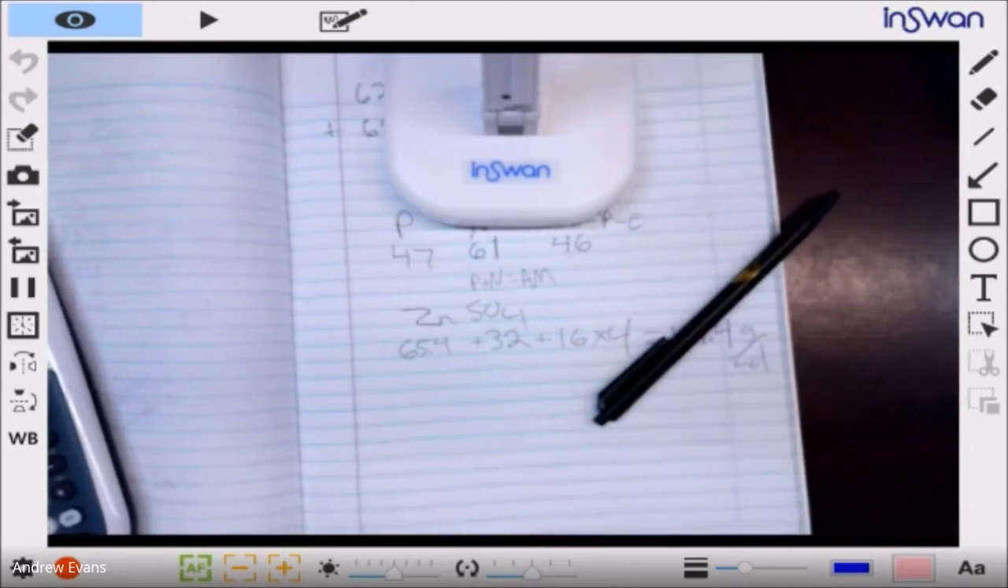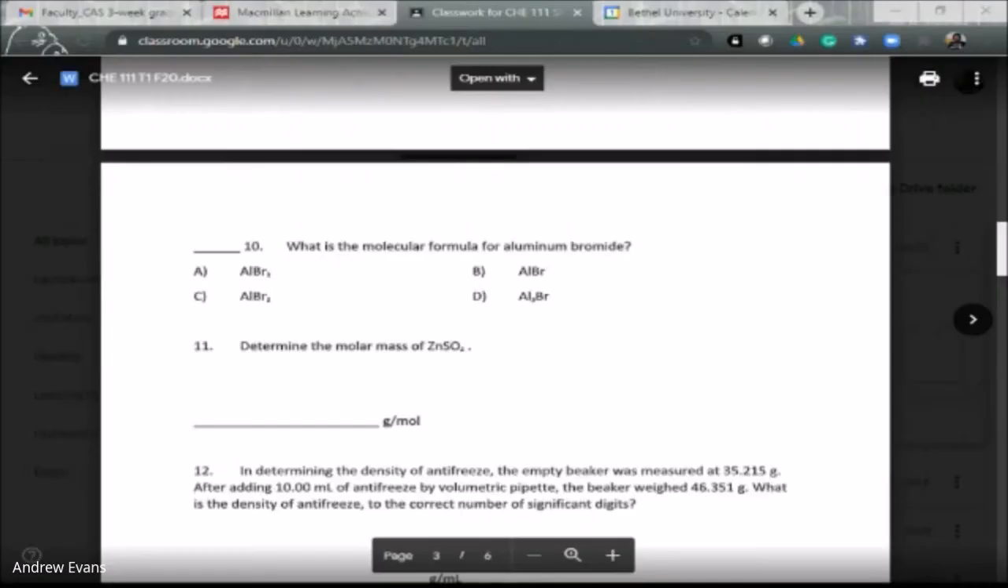So I may not ask you an individual question of this, but you will still have to do this process. Because anytime you're turning grams to moles or moles to grams, you're probably going to need to find out the molar mass.